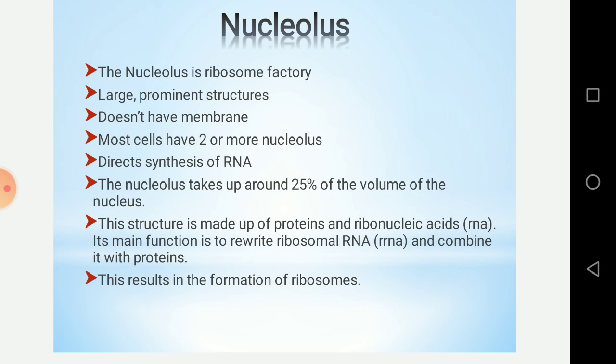Most cells have two or more nucleoli. So within a nucleus, two or more nucleoli can be located. It directs the synthesis of RNA. How does it direct synthesis of RNA? Most of the RNA, especially rRNA, gets produced in the nucleolus. The nucleolus takes up around 25% of the volume of the nucleus. So if the volume of the nucleus is 100%, 25% of the volume is occupied by the nucleolus.